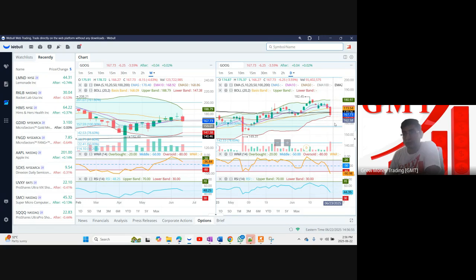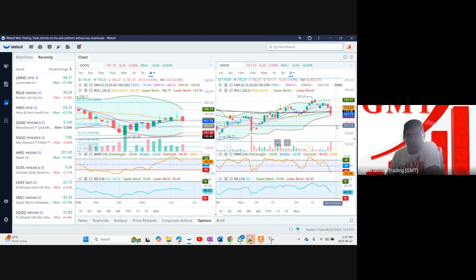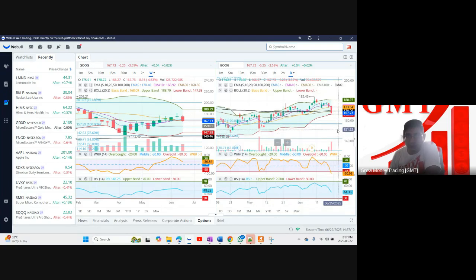Watch for the 159. I see there's a support here, which we saw through the EMA on the weekly chart as well. And if it drops further, then 149, which is a bit far, which is the lower Bollinger Band here. But for the coming week, watch for it to drop to the next support at 159.